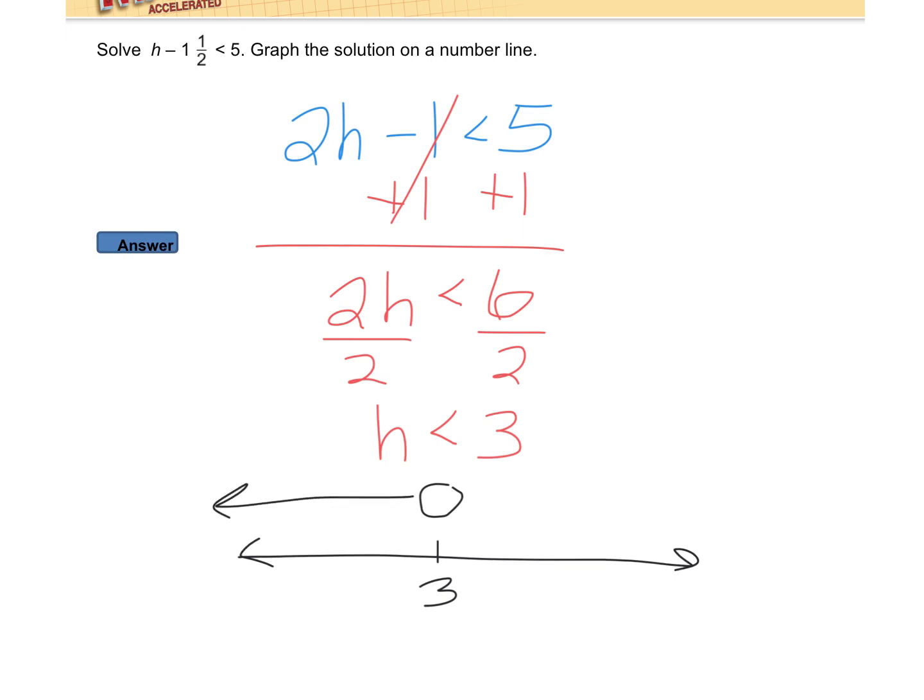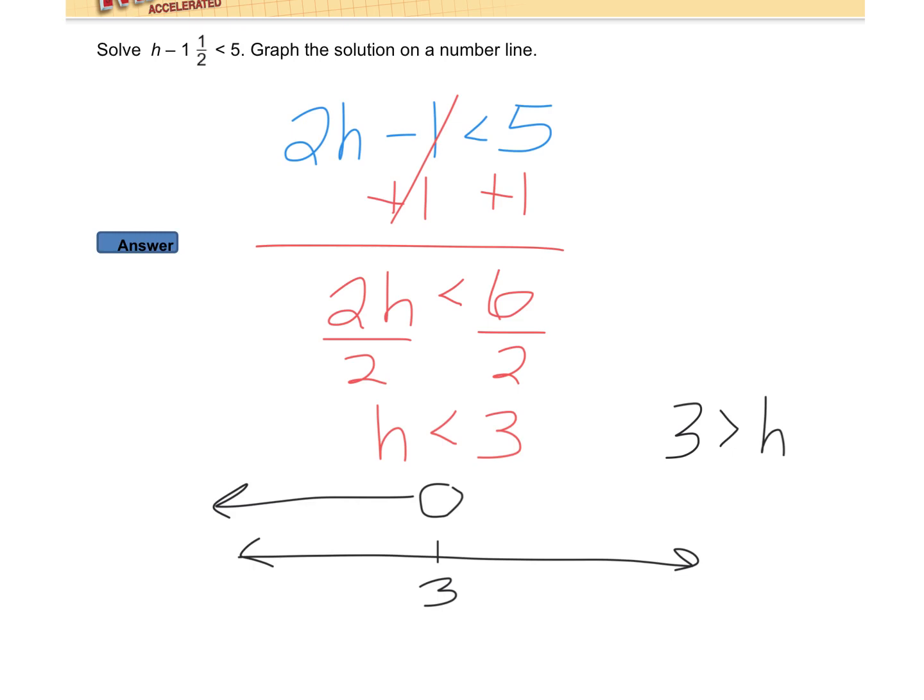So if I had it flipped, if I had 3 is greater than h, this would still go to the left. So if the number is on the side with the gator's mouth open, then it's going to the left. But if it's on the side with the point, then it's going to the right. Questions on these?